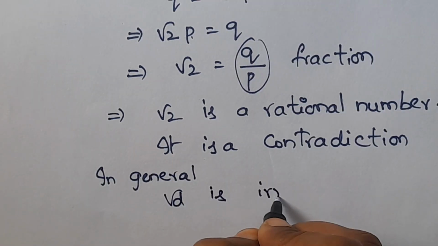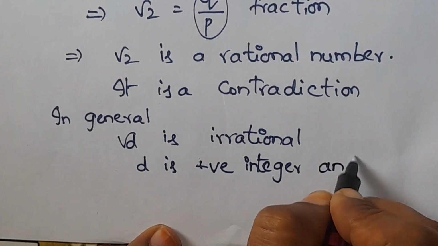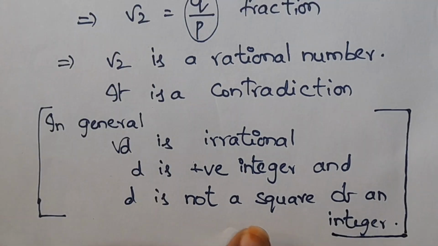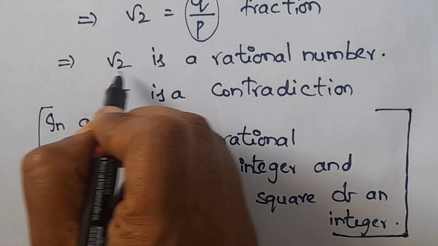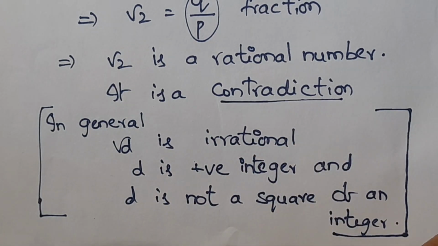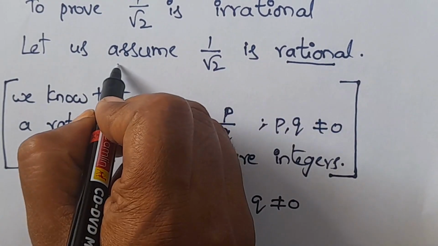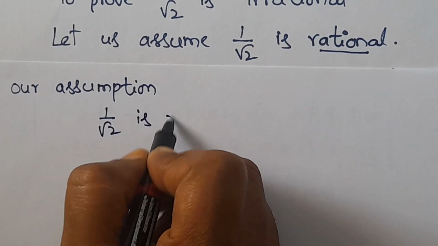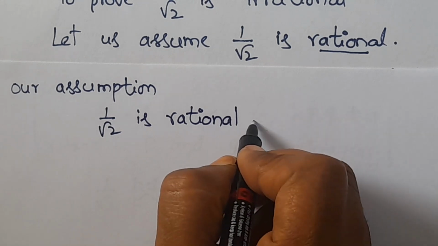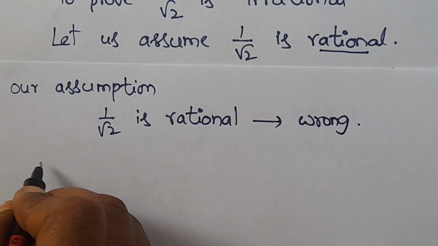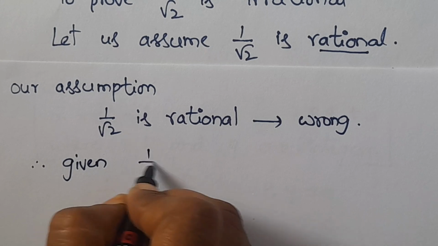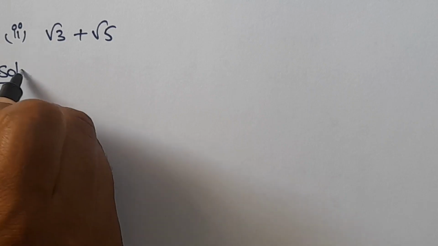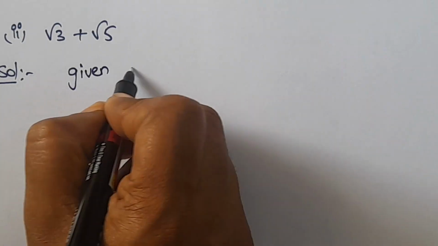In general we have root d is irrational, d is a positive integer and d is not a square of an integer. Here 2 is not a square of an integer, so root 2 is irrational. Root 2 is rational is a contradiction, which arises due to our assumption. Therefore, our assumption that 1 by root 2 is rational is wrong. Therefore, hence given 1 by root 2 is irrational. Hence proved.